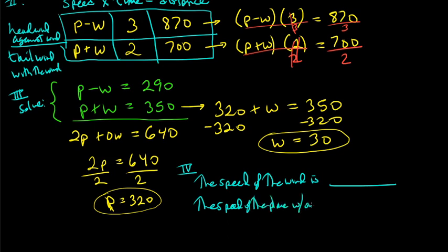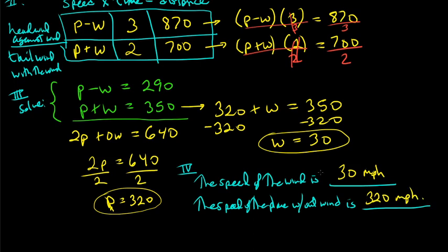Right, without wind, or on a calm day, is blank, right? So the speed of the wind is 30 miles per hour, and the speed of the airplane is 320 miles per hour. You certainly don't want it the other way around, right?